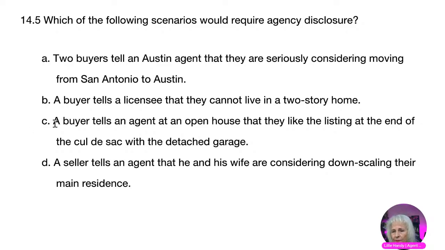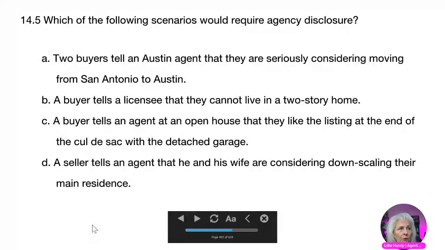14.5, the answer here is C. A buyer tells an agent at an open house that they like the listing at the end of the cul-de-sac with the detached garage. We disclose that we are a realtor.